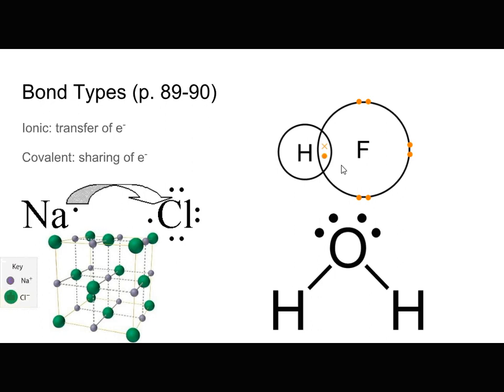Here's a good example of hydrogen fluoride or hydrofluoric acid if you've done your naming so far. Fluorine starts with 7, hydrogen starts with 1. When these orbitals overlap, these two electrons are in between the hydrogen nucleus and the fluorine nucleus. So fluorine's attracted to both of these, hydrogen's attracted to both of these. That is what a covalent bond is. However, we usually draw that covalent bond as a line.